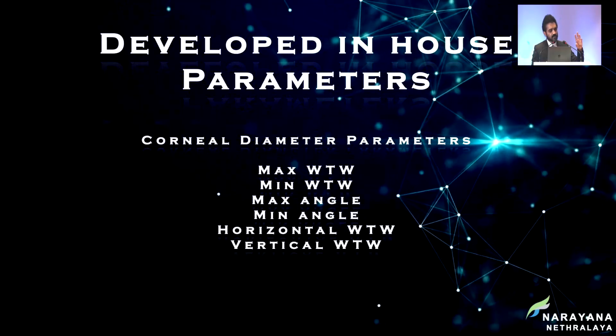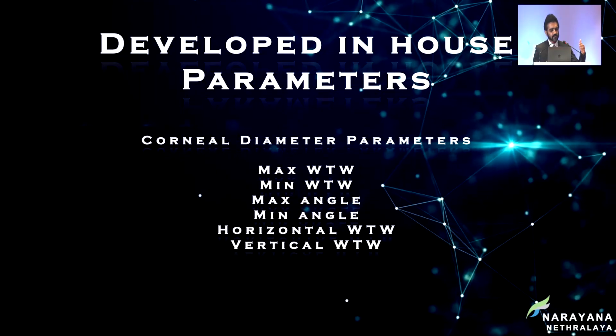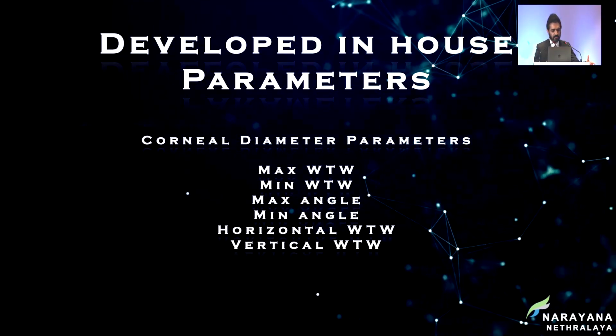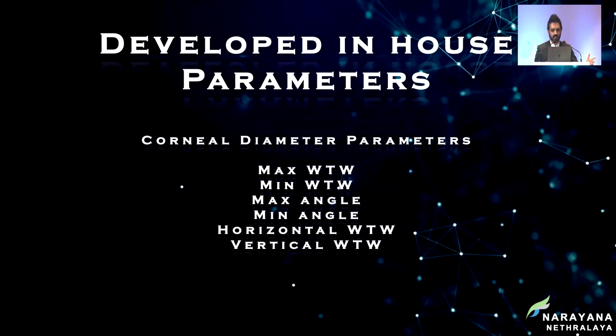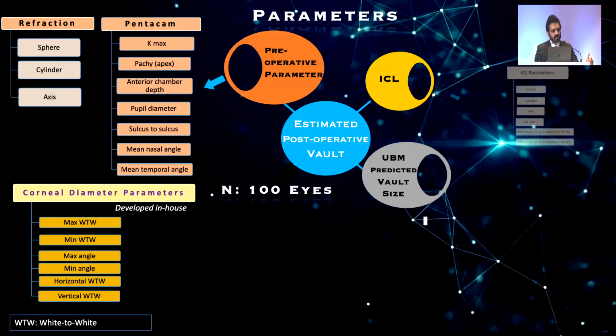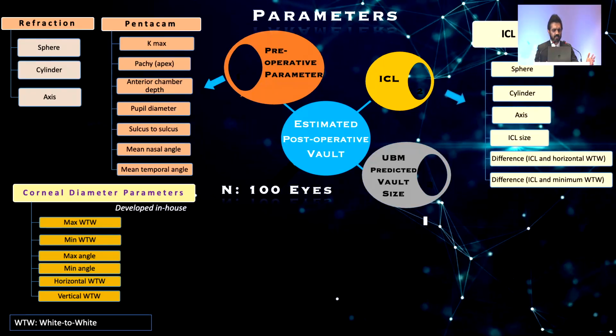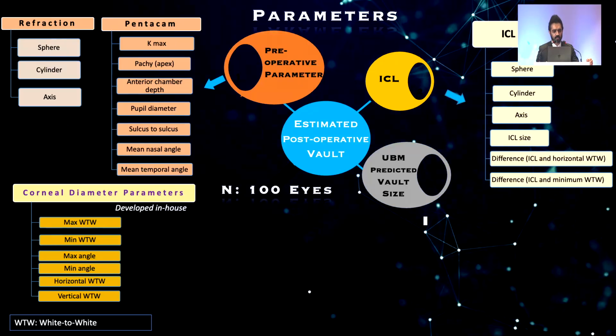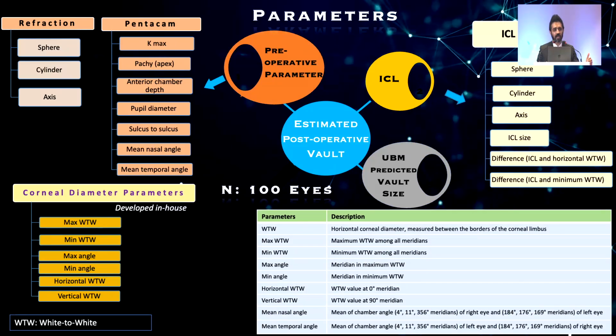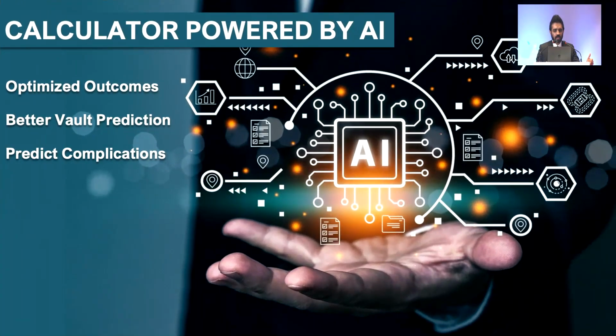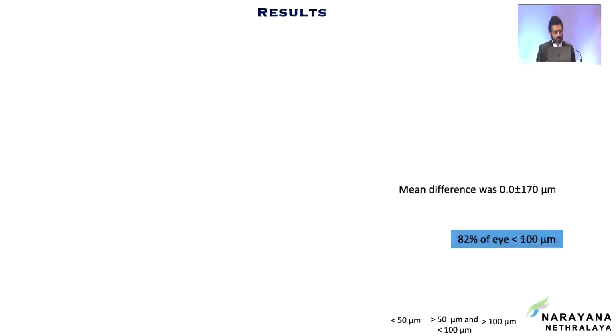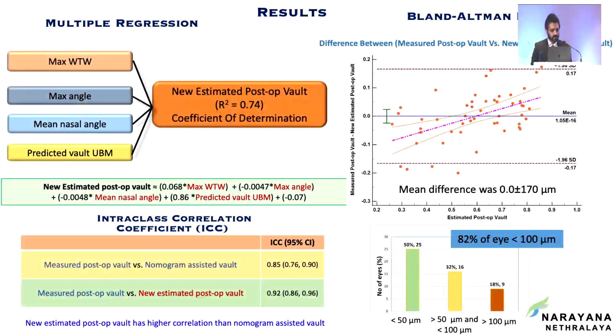By using the same method, we calculated the max and minimum wide to wide, max and minimum angle, horizontal wide to wide, and vertical wide to wide. And we took all this data and the rest of the Pentacam, refraction, ICL parameters, and UBM predicted vault parameters, and then we added AI into it. And basically, we found something very interesting. For the new estimated postoperative vault, the coefficient of determination, R square, was 0.74.